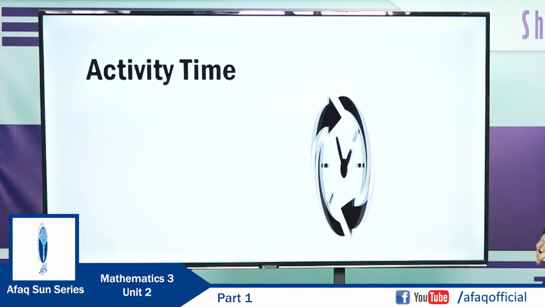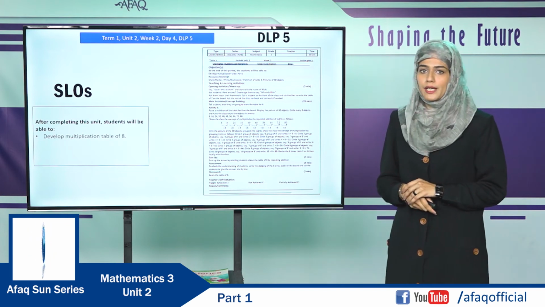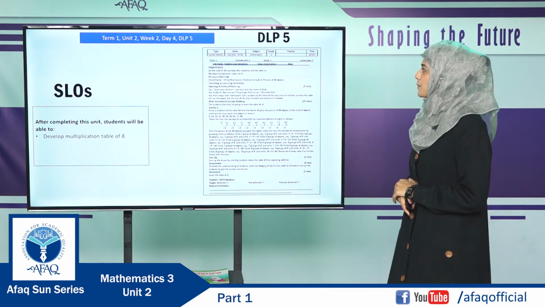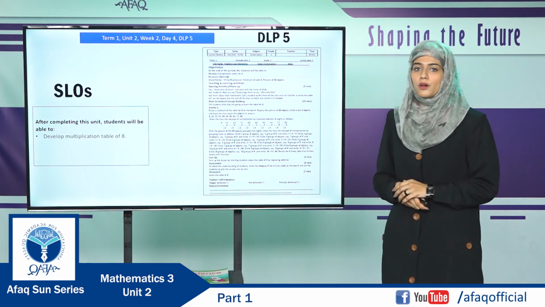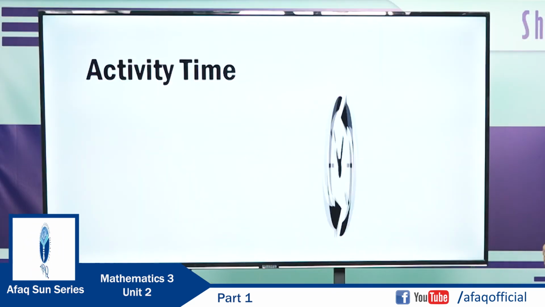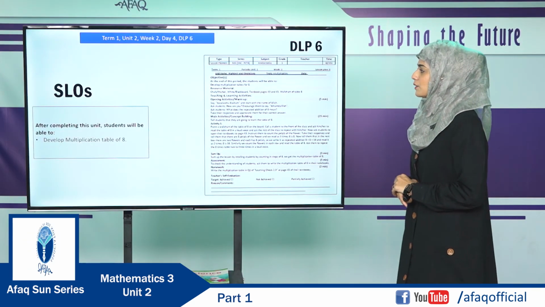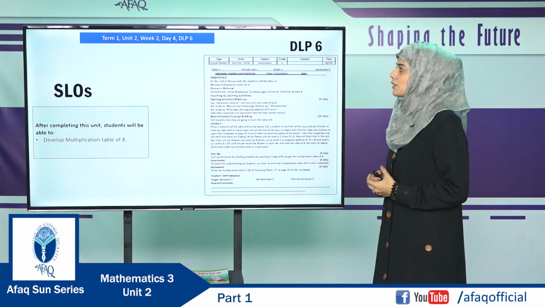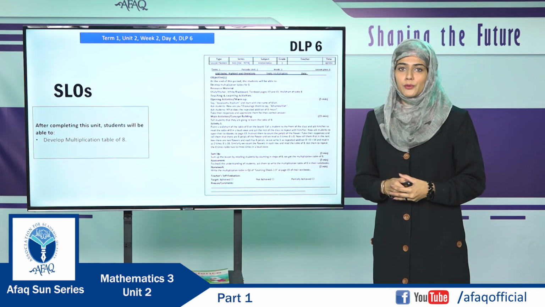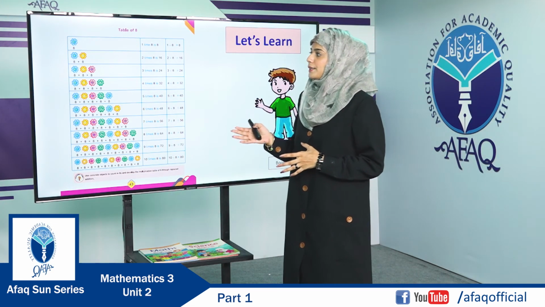It's an activity time. In this SLO, we are going to develop the multiplication table of 8. To cover this, the methodology has been given in DLP 5, which falls in term 1, unit 2, week 2, day 4. It's an activity time. In this SLO, we are going to develop the multiplication table of 8. To cover this, the methodology has been given in DLP 6, which falls in term 1, unit 2, week 2, day 4. On page number 43, we are going to develop the table of 8.